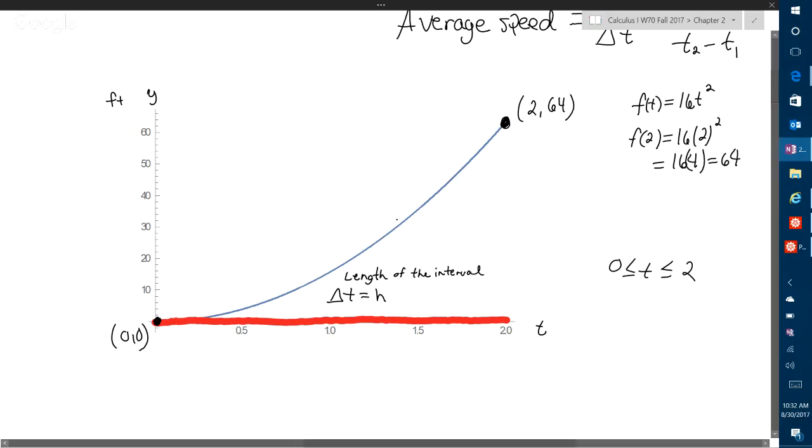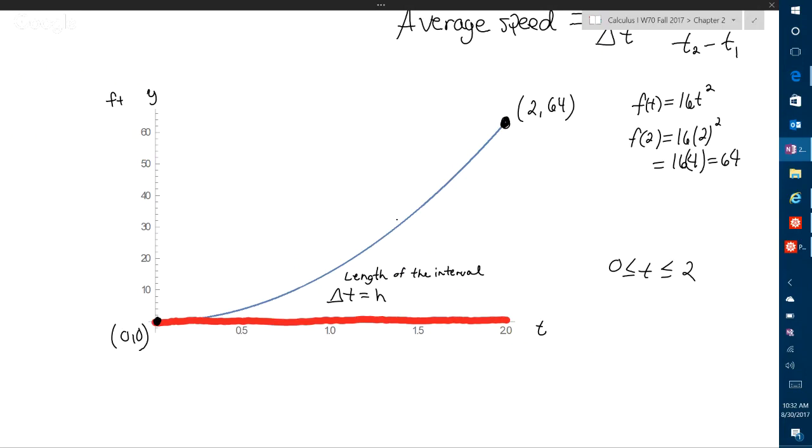Is that clear, guys? So now I might introduce an h here, or you might still see this change in t notation, but they mean the same thing. Just know that.